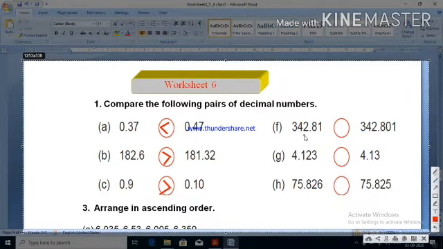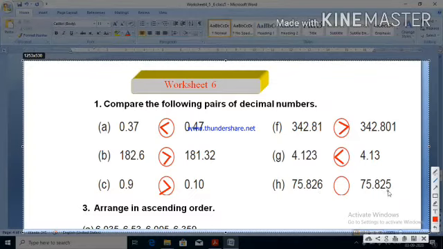Here is 342.81 and here is 342.801. So 342 is the same, that is, the whole number is the same. After the decimal there is 8, there is also 8, but here is 1, here is 0. That's why 342.81 is greater. After that, 4.123 and 4.13. The whole number is the same, 0.1 is also the same, here is 2 but here is 3. That's why 4.13 is greater.